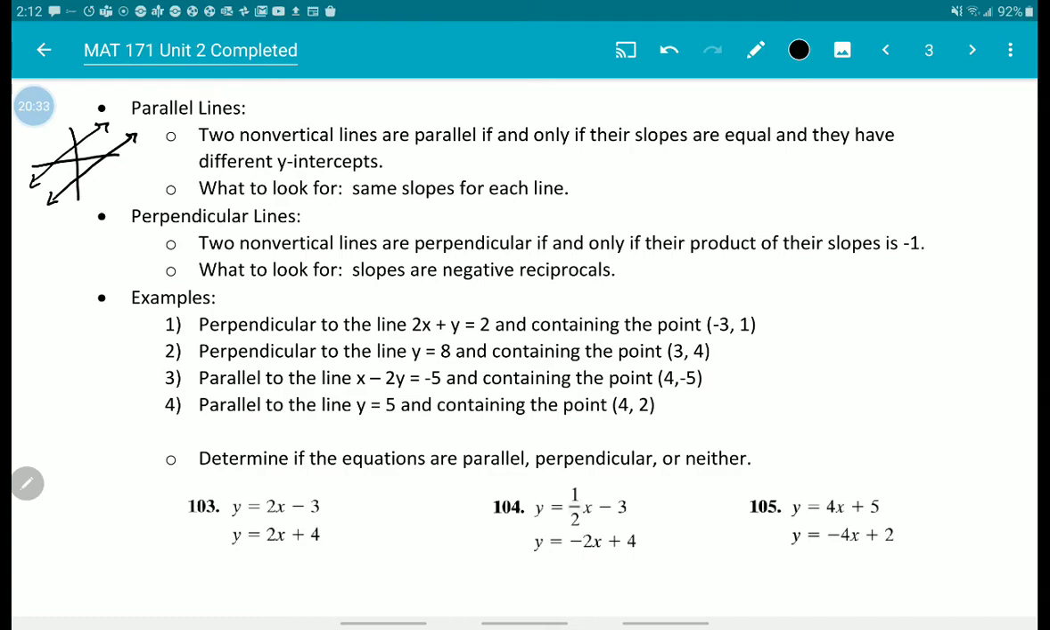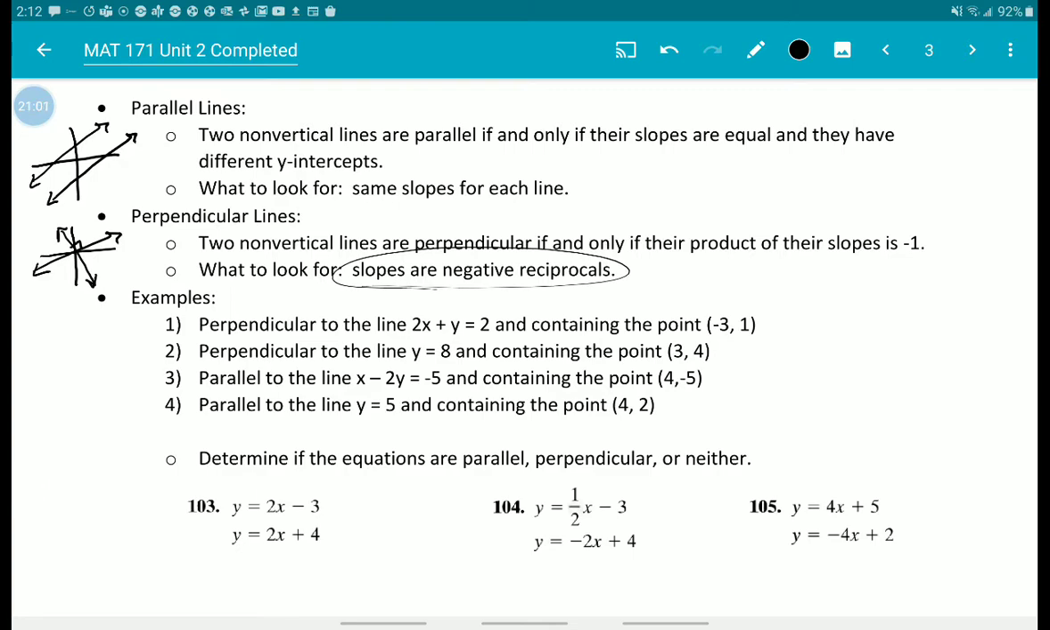If we're talking about perpendicular lines, we're talking about lines that are crossing at right angles. So we could have a line that looks like this, and then we could have one that looks like that. So you can see that right angle coming out here. The relationship between the slopes here is interesting, because they're going to be negative reciprocals of each other. So what that means is one will be positive, one will be negative, and the fractions are flipped.